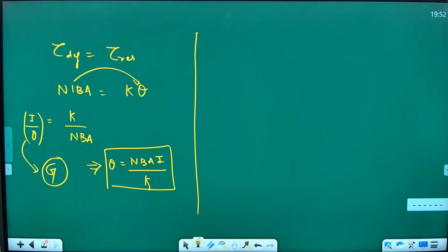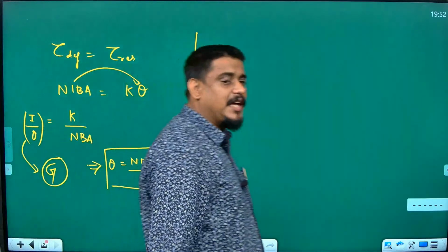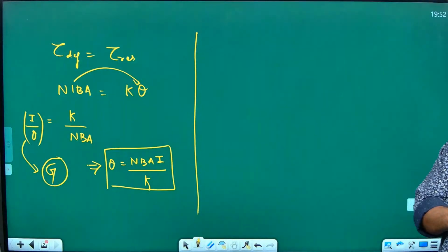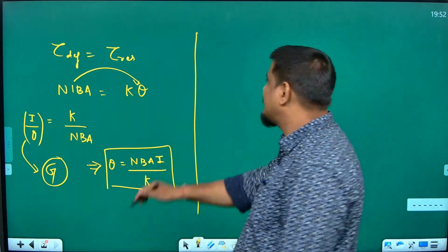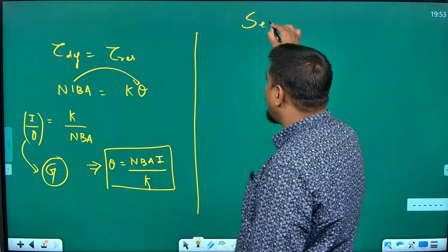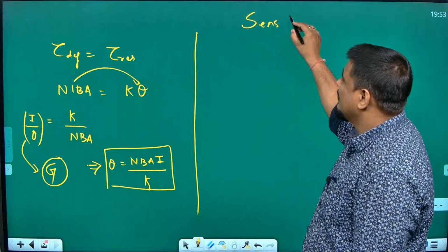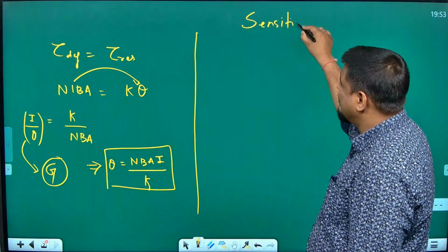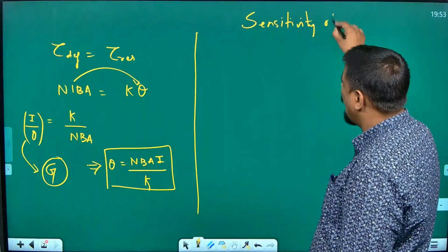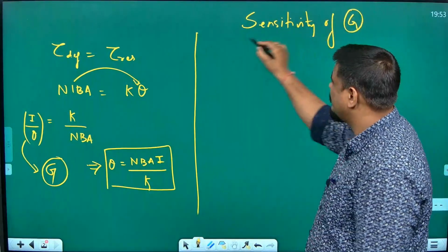Okay. So up to here we have seen in the previous class. Today we are going to proceed from there, and today we are going to learn a very important topic. Give the heading as sensitivity of galvanometer.